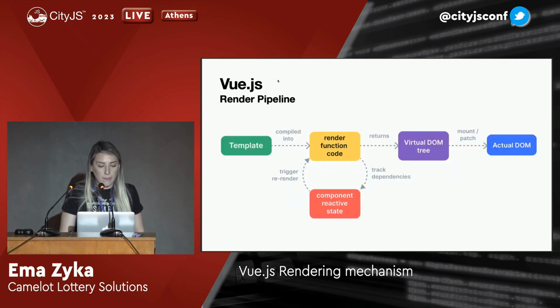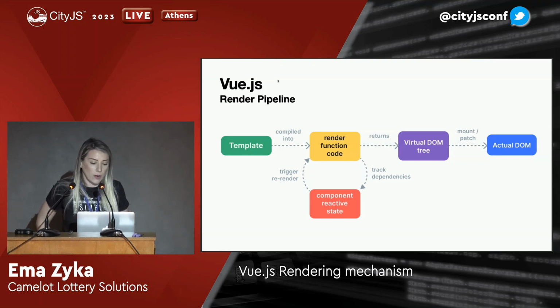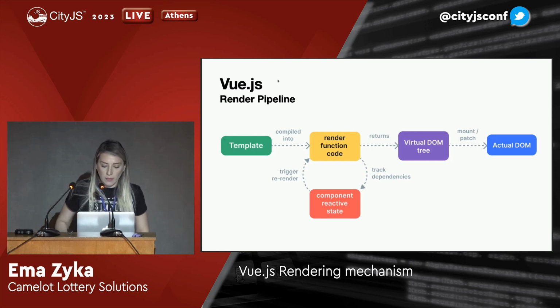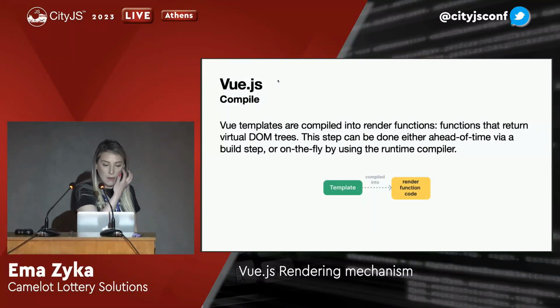For Vue, the render pipeline follows some specific steps. It gets the template, it compiles the template into render function code, and those functions return the virtual DOM, as the object we saw earlier in the previous example. And the virtual DOM gets mounted into the page and actually reaches the DOM. And when there are some changes, of course, the cycle repeats, and the render function runs again, and it goes through the same steps. But let's get into the details of each step.